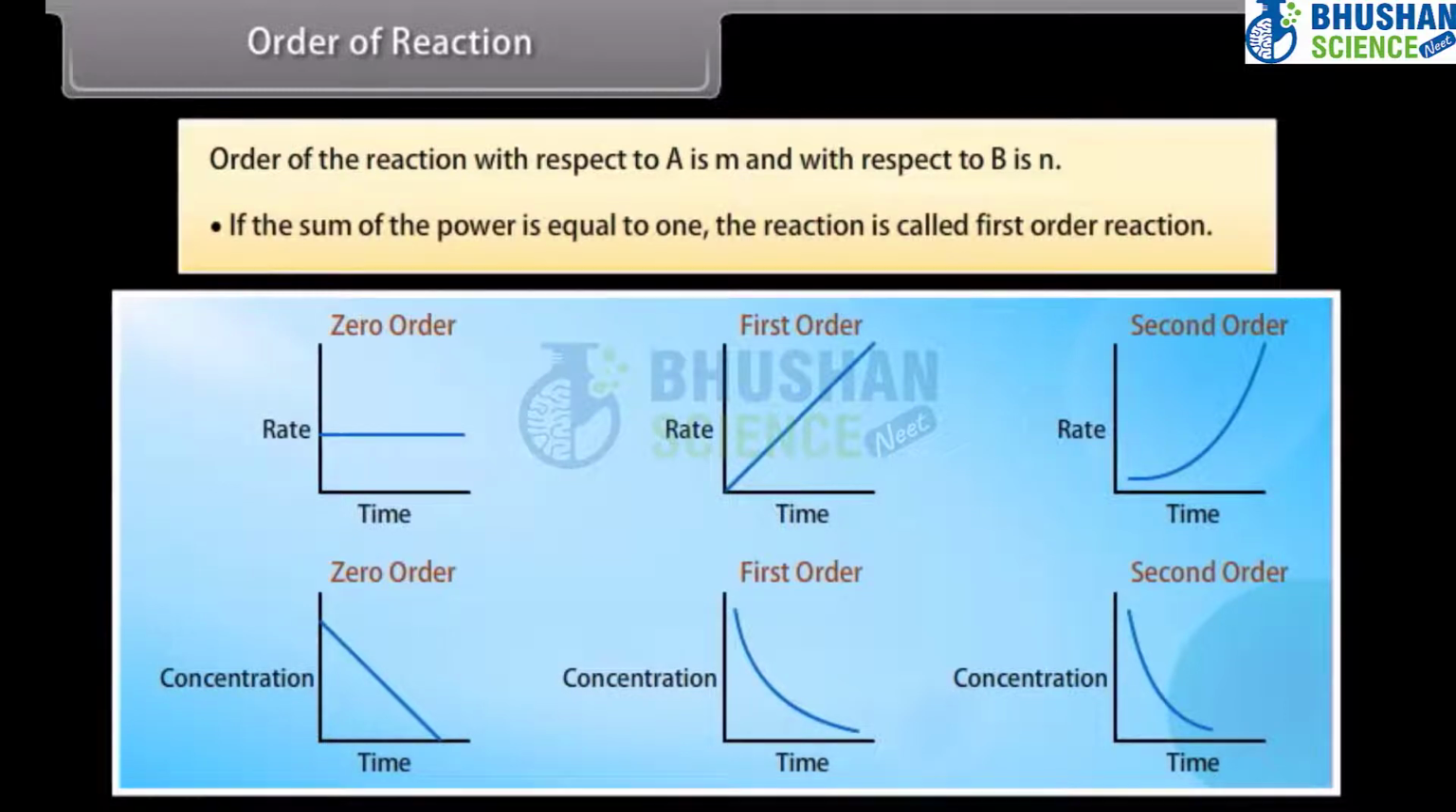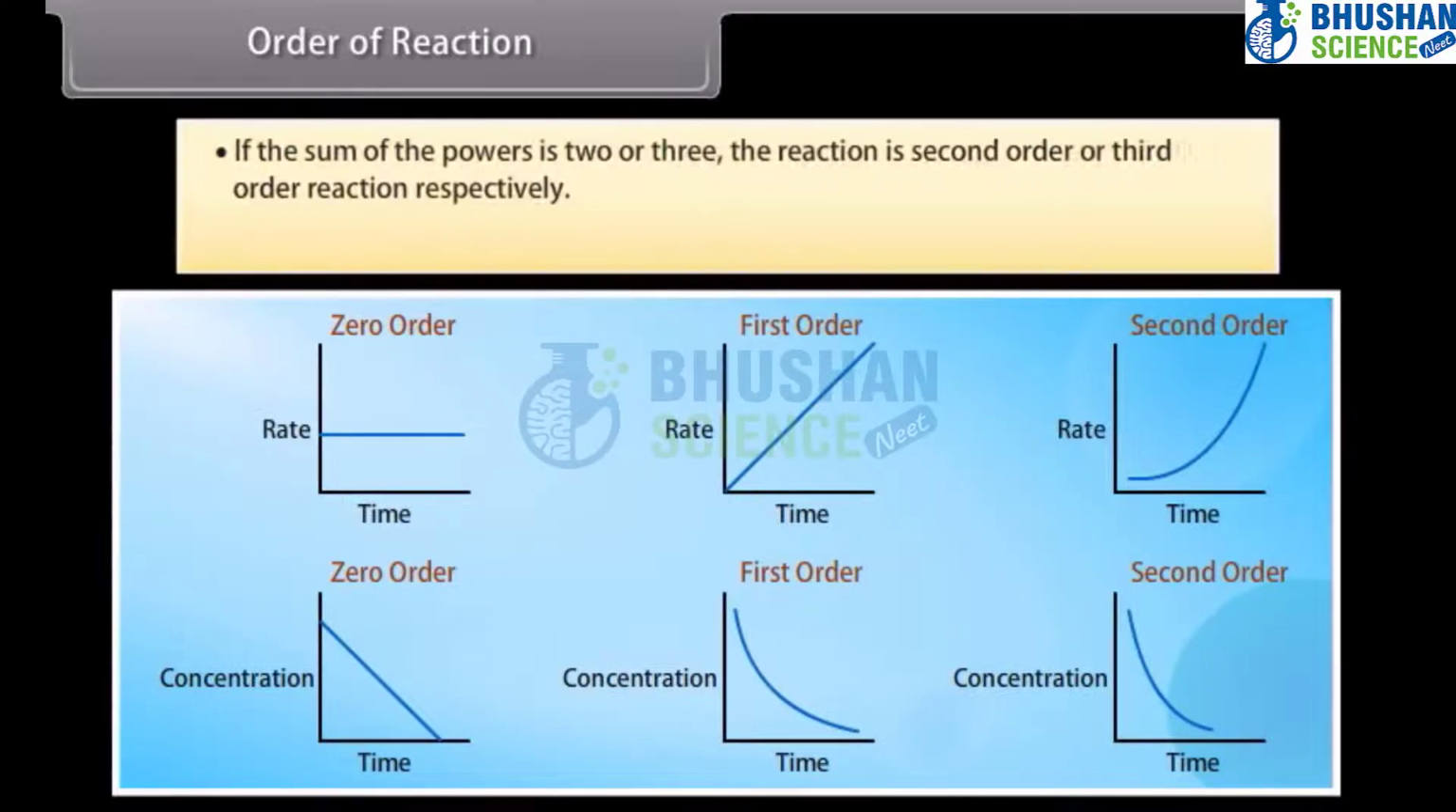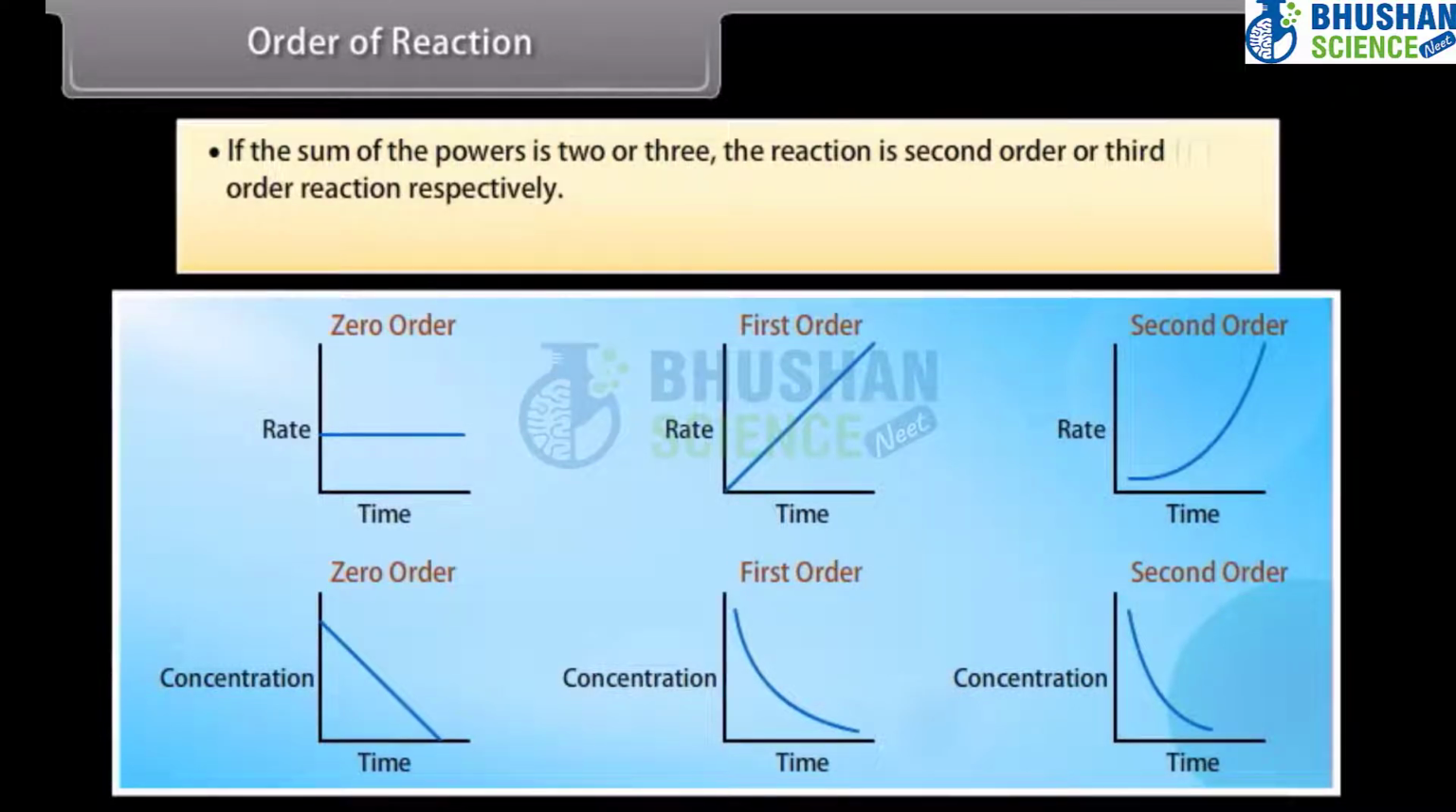If the sum of the power is equal to 1, the reaction is called first order reaction. If the sum of the powers is 2 or 3, the reaction is second order or third order reaction respectively. The order of a reaction can also be 0 or fractional.